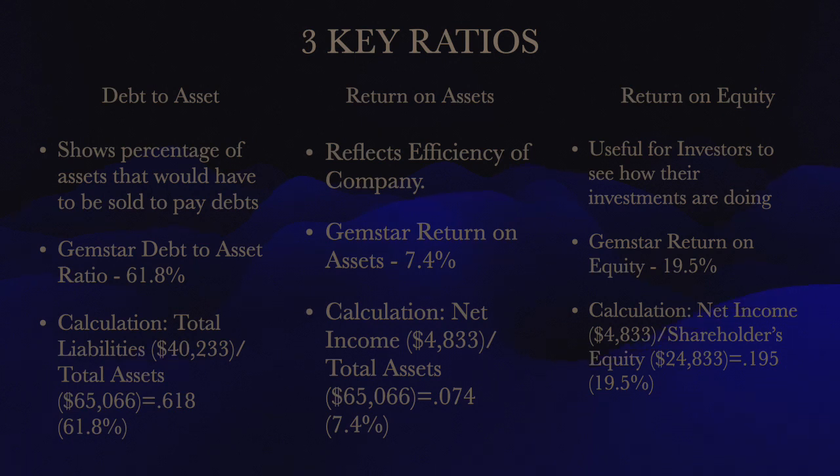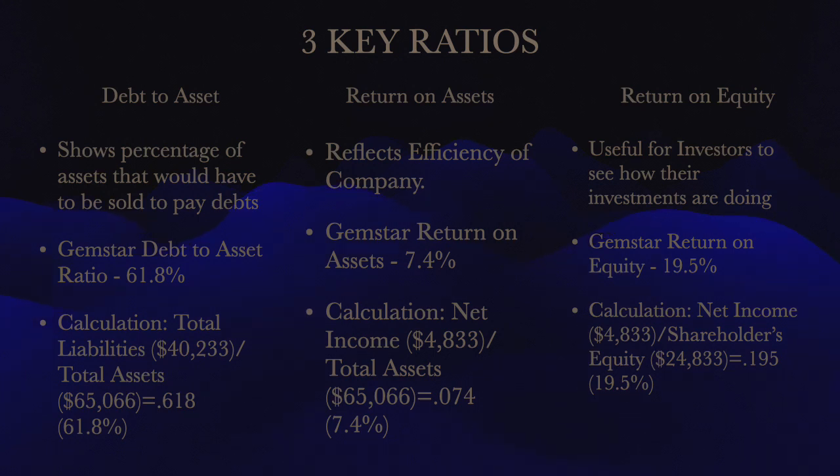Next, we have our return on assets, which is 7.4%. This number reflects the efficiency of the company. The ratio is calculated by taking the net income of our company and dividing it by total assets. In this case, we take our net income of $4,833 from our profit and loss statement, which we will cover here shortly, and divide it by our total assets, which again is $65,066, which gives us 0.074 or 7.4%. This number represents how well we are using our resources to remain profitable.